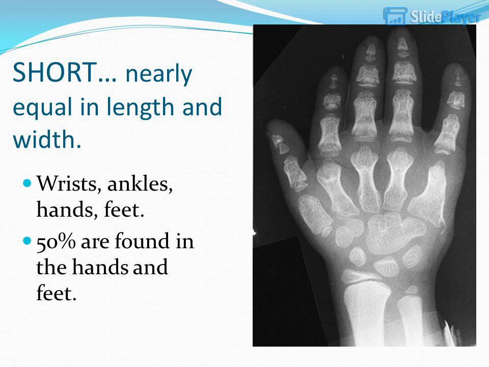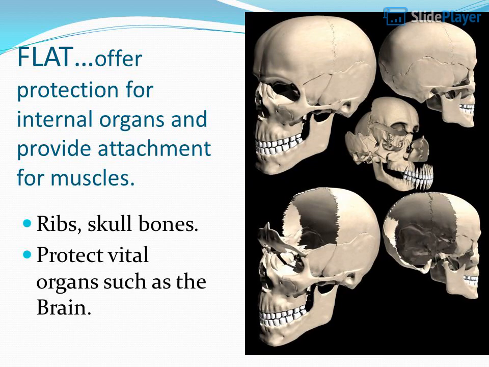Short. Nearly equal in length and width. Wrists, ankles, hands, feet. 50% are found in the hands and feet. Flat. Offer protection for internal organs and provide attachment for muscles. Ribs, skull bones. Protect vital organs such as the brain.